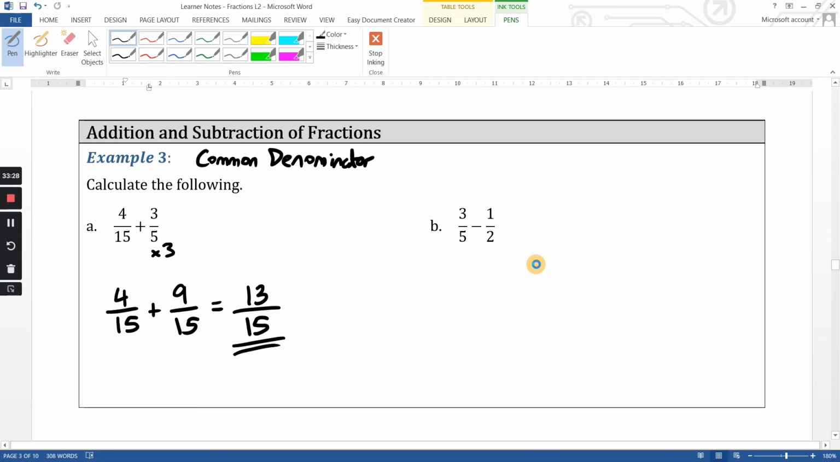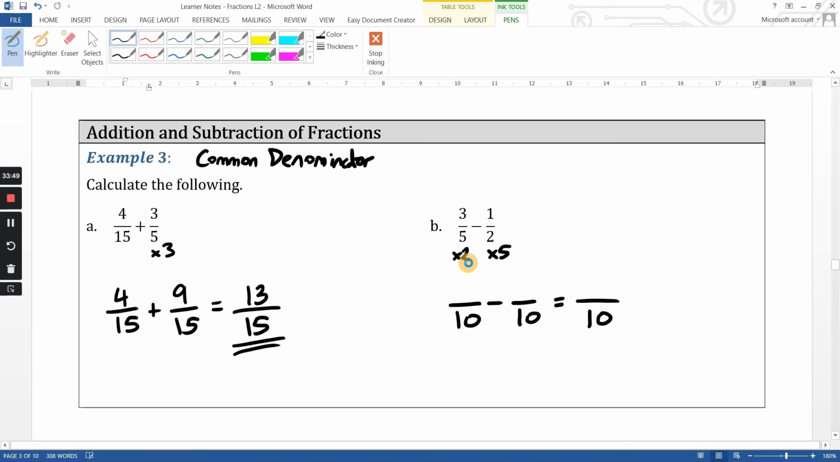Yep. Let's do the same for takeaway as well. I'm going to have to change both of these. So I'm going to times this one by 2, times this one by 5. Yeah, that's going to make that out of 10. The second fraction out of 10. My answer will also be out of 10.